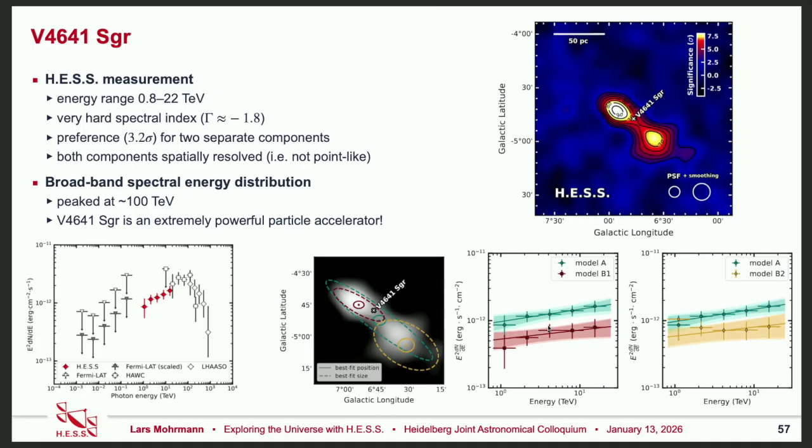And if you now look at this broadband spectral energy distribution that's shown here, the red points are from H.E.S.S., and then we have VERITAS, then we have the HAWC and the LHAASO points here. And so now you can see this distribution has a peak at around 100 TeV or so. So that's really the first source where we see something like that, and it really implies this is an extremely powerful particle accelerator, and a very, very interesting system to study.